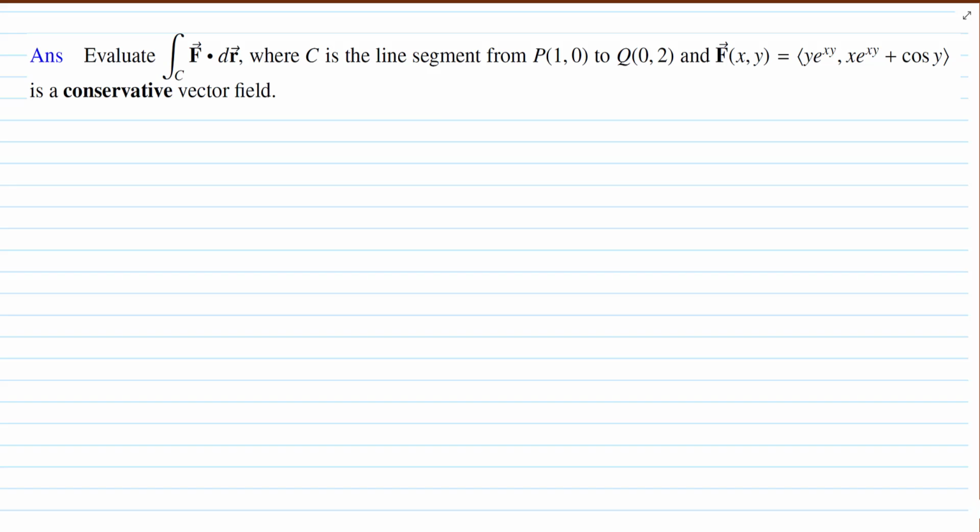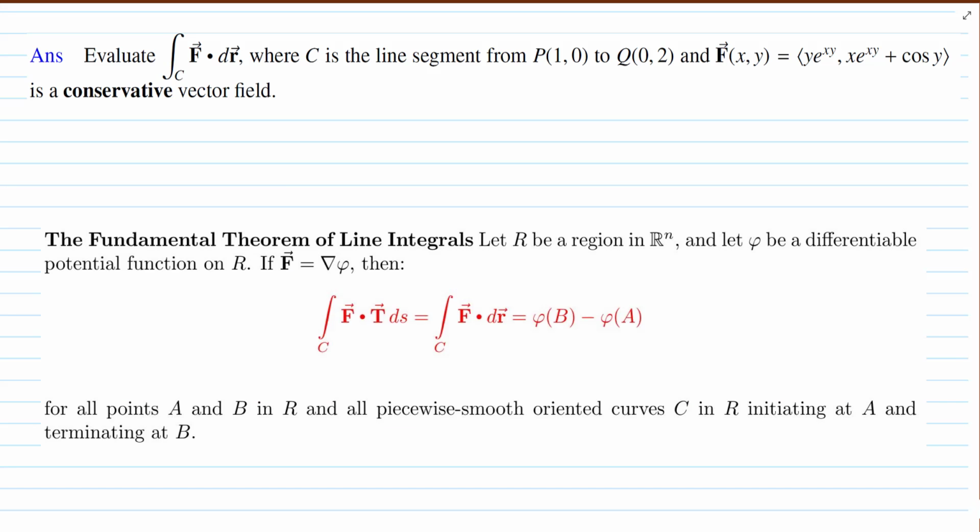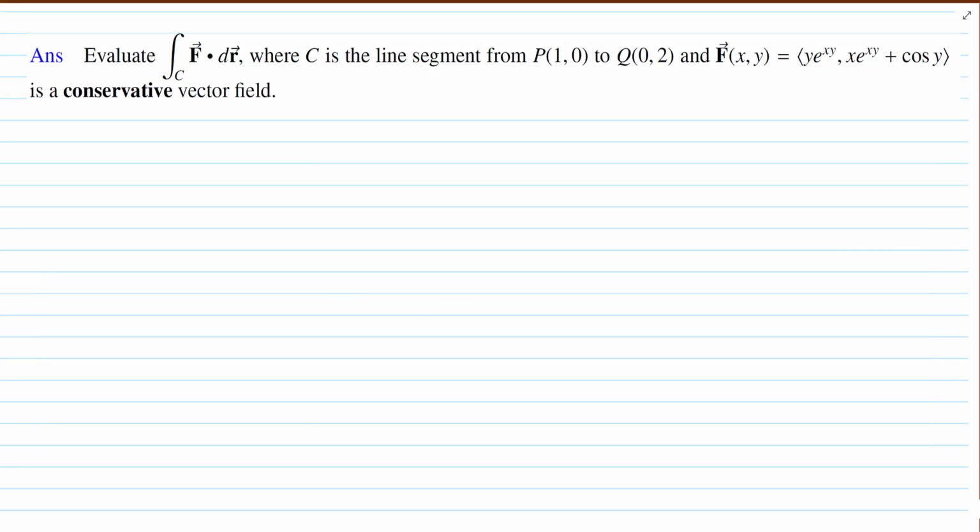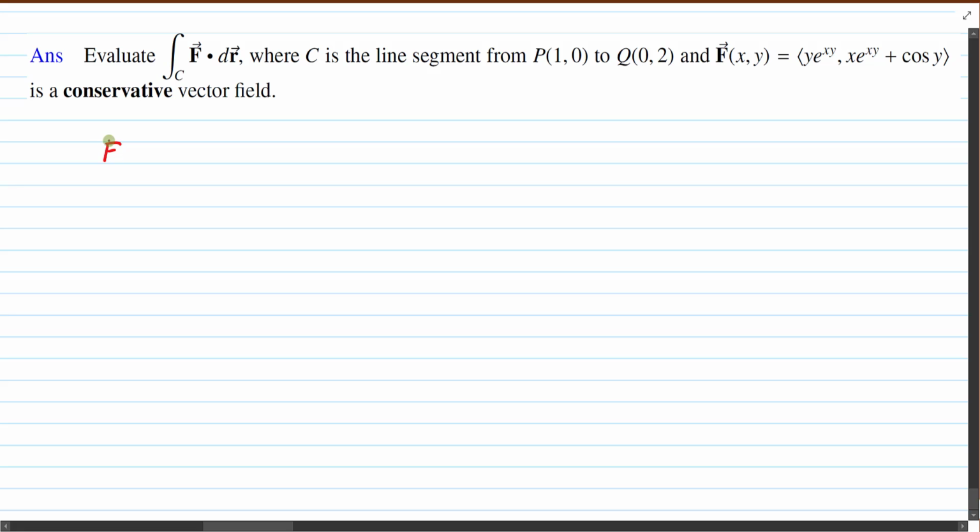The key issue here is that we can use the fundamental theorem of line integrals because we know that we're in a conservative vector field. The problem is we don't know the potential function phi that generated this vector field. So we'll have to identify that. Let's jump into it. We're told that f is conservative, which means that f is equal to the gradient of some potential function phi. So we need to figure out what phi is.